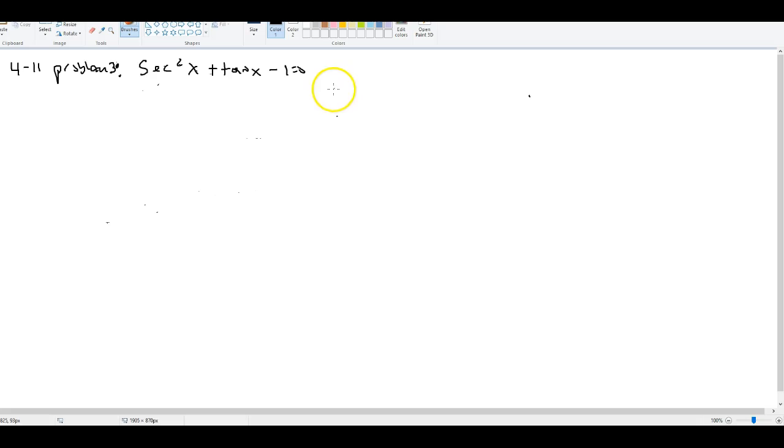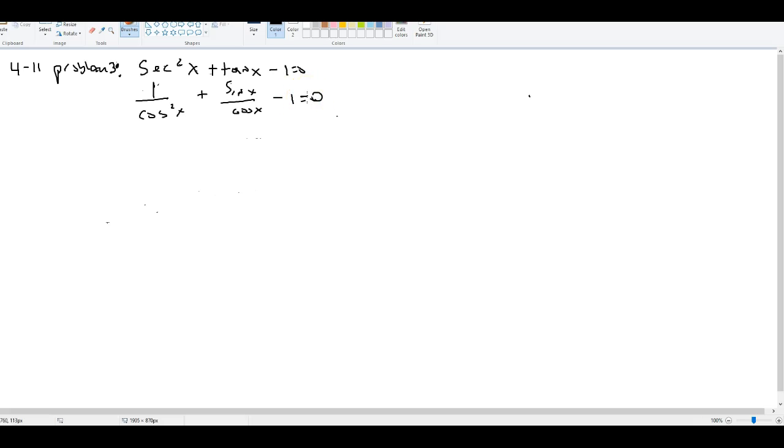Problem number 3. So here I'm in the same situation. I look at it, try to do good algebra. There's nothing good to do. I can't do anything with secants and tangents, which leads to the conclusion that I must switch them into sine and cosine. So I would do something like this: 1 over cosine squared x plus sine x over cosine x minus 1 equals 0.